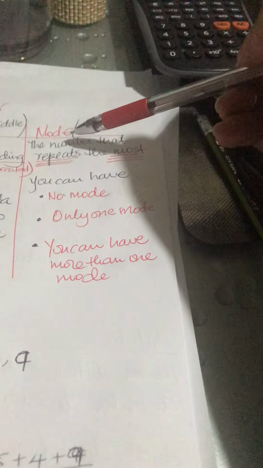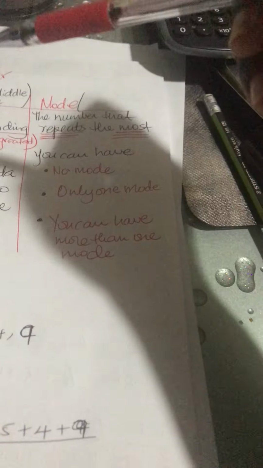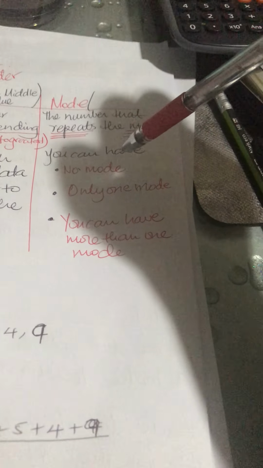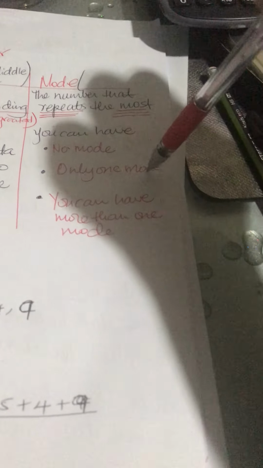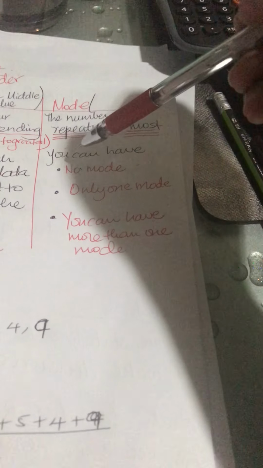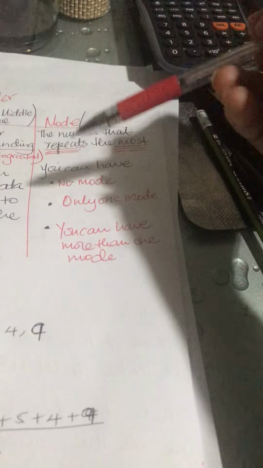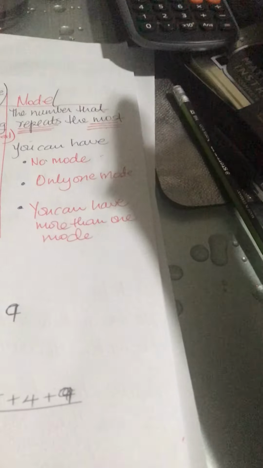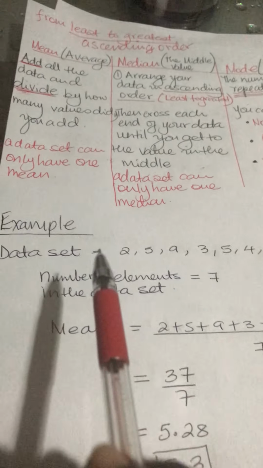In the mode, we have said it's the number that repeats the most. A data set can either have no mode, or it can have only one mode, or you can have more than one mode. So one data set can have no mode, while in another data set you can find only one mode. And you can be given another data set that has more than one mode. Okay? Now let us look at examples of how to do the measures of center.